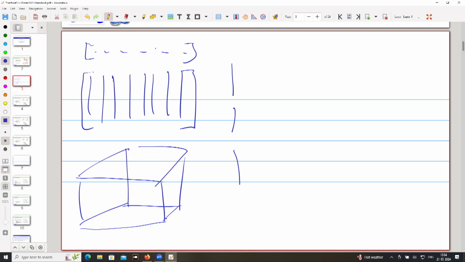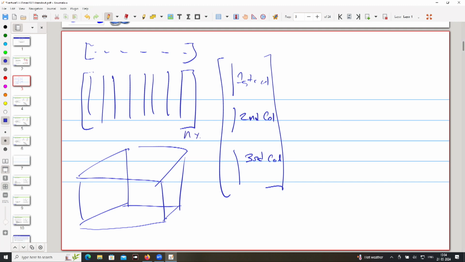I wrote it as a row vector here, but if you take the columns and stack them on top of each other, this is the first column, second, and then this whole thing becomes one long vector, right? And what is the dimension of this vector? If this was some n cross m matrix, it's a vector of length nm essentially. The same can be done for a 3D tensor and other things.